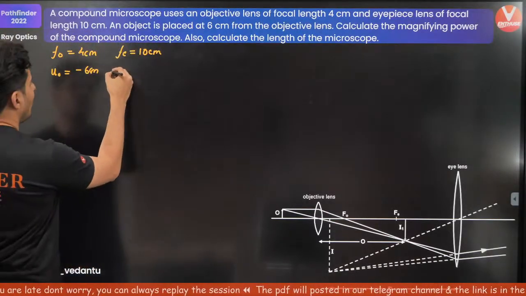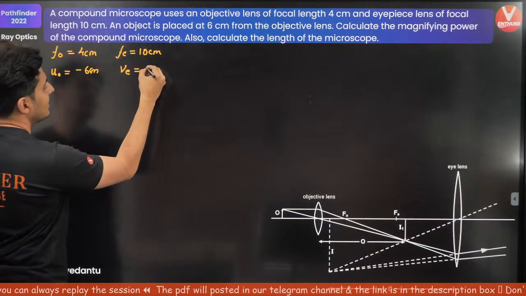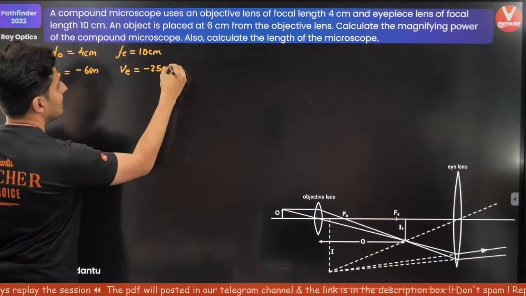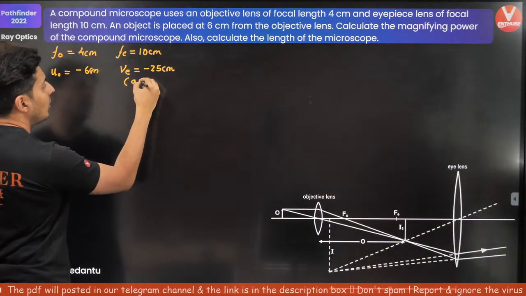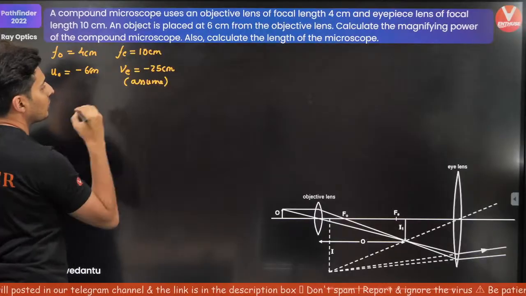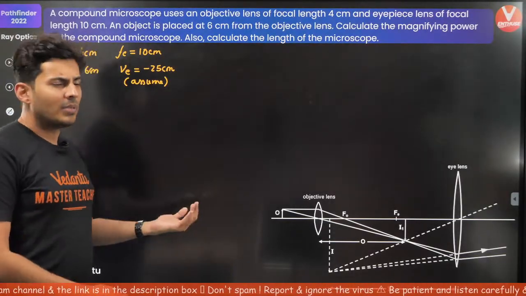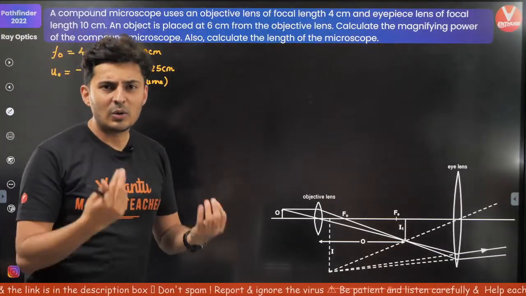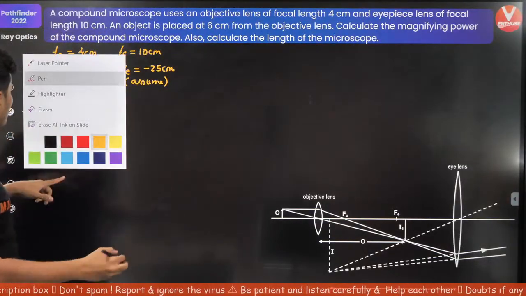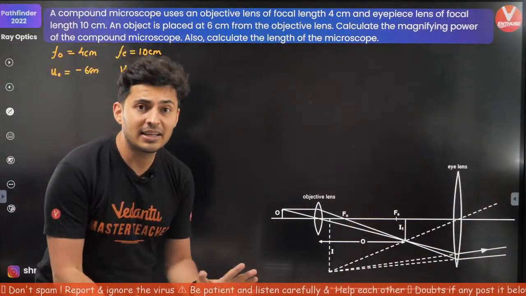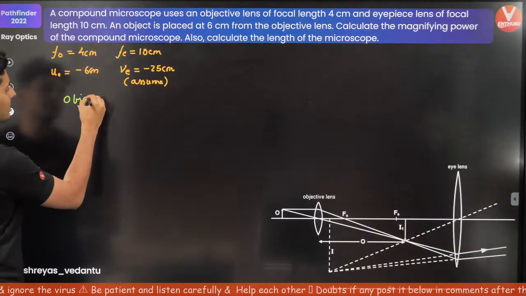That means, I also know one more thing, the final image distance from the eyepiece is minus 25 centimeters. So since it is not mentioned, you have to always assume this for a microscope. Let's try to find out all the things needed, because without VO, without UO, I don't think I can find out length, anything else. Use lens formula, nothing else, you will get it. Trust me on this. Let's do this for the objective first.